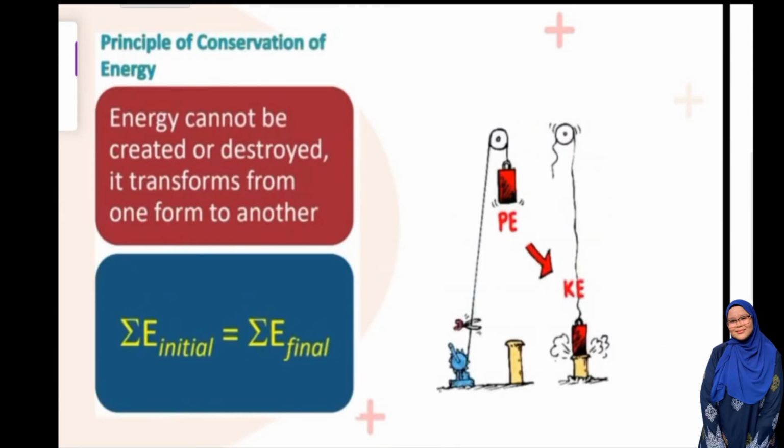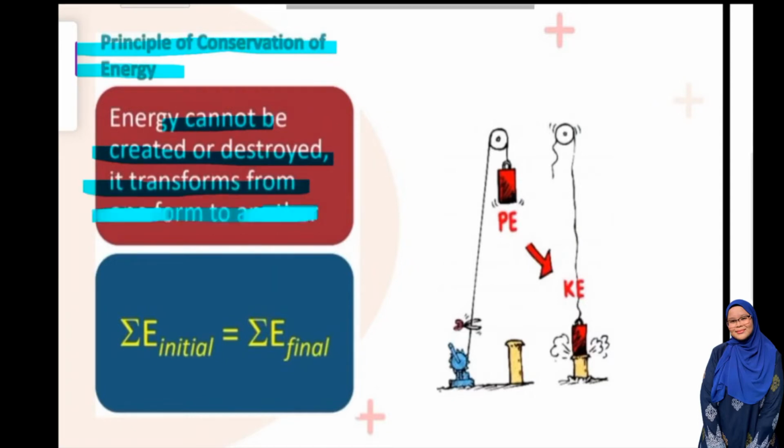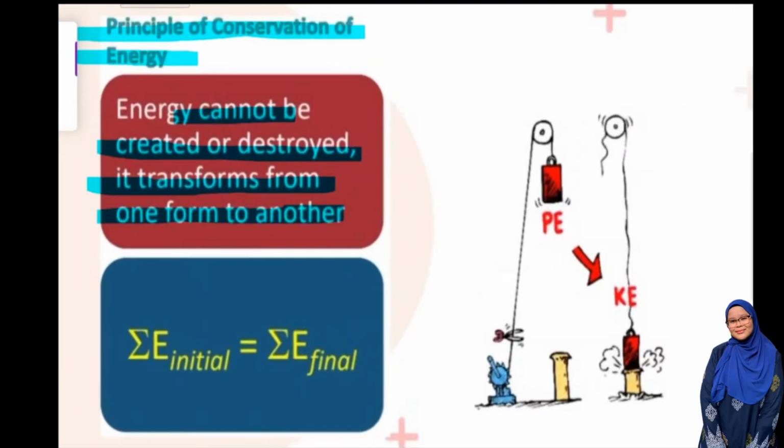Okay, so this is the last learning outcome for 5.2, which is principle of conservation energy. Okay, so principle conservation energy ni adalah it states that energy cannot be created or destroyed. It transforms from one form to another. Okay, so apa maksudnya energy cannot be created or destroyed? So maksudnya macam ni. Total energy initial is same with the total energy final. Sebabkan kita tak boleh destroy the energy, so the total energy initial is same with the total energy final. Okay, energy transform from one form to another.